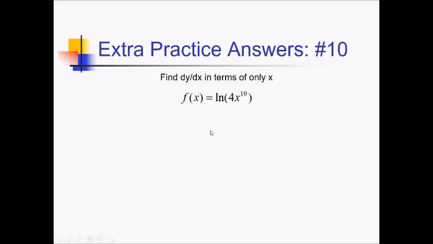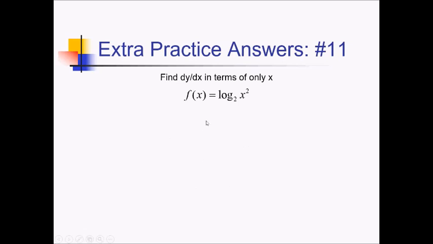On this problem, I'm trying to take the derivative of ln of 4x to the 10th. So this is a chain rule. We have as the outer function ln of something. Derivative of that is going to be 1 over the something, so 1 over 4x to the 10th, times, now we have to multiply by the derivative of the inner function. 4x to the 10th's derivative is going to be 40x to the 9th. And there's no need, but if you wanted to simplify this, we could call this 10 over x.